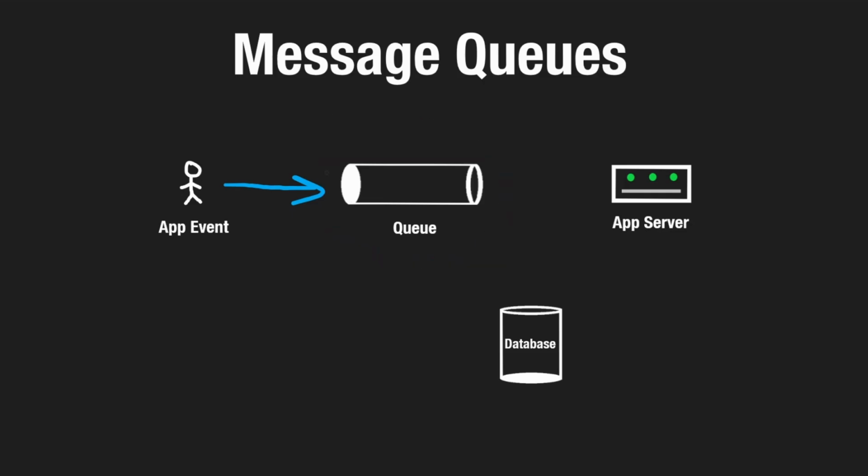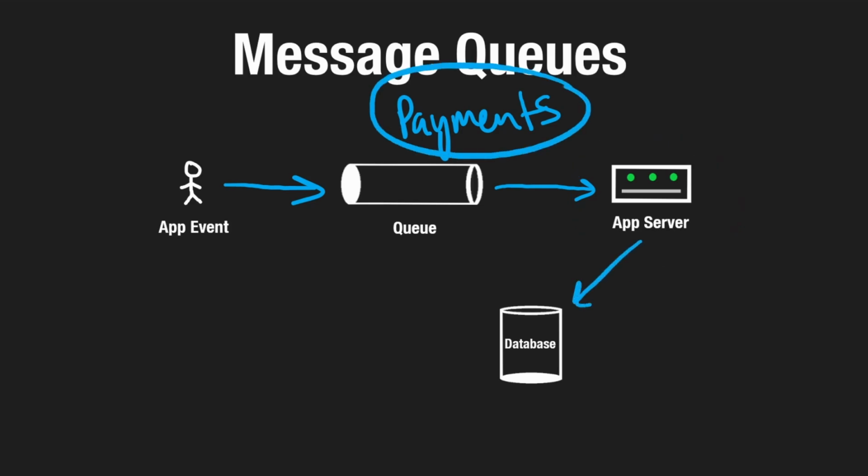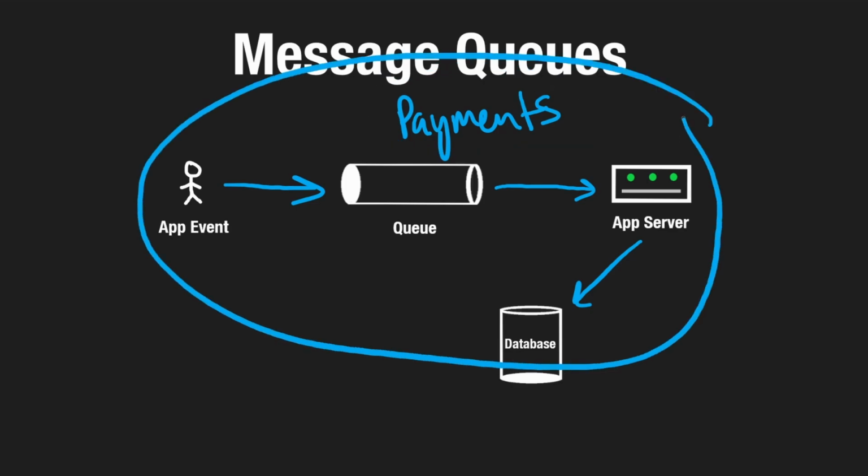So what will happen is those events will be sent to another component called our message queue. And then from that message queue, those events will then go to our application server. And then finally, our server will actually process those events. Let's take payments, for example. Payments maybe take a long time to process on our server. Maybe we have to do some analytics data on them. And then after we've done that, after we've processed the payment, then we write something to our database. We write that transaction or something like that. So this is a pretty basic scenario of using a message queue.